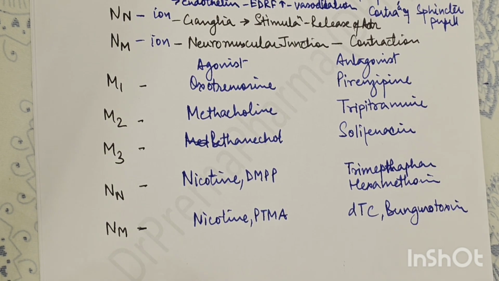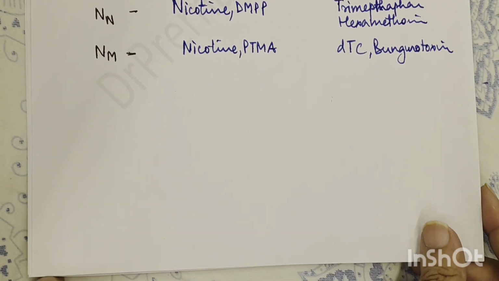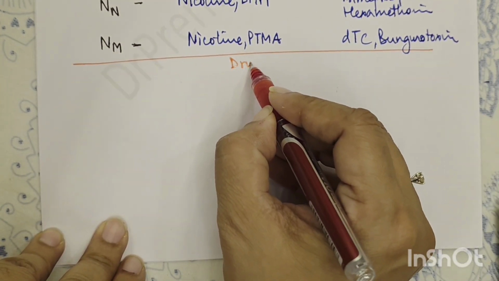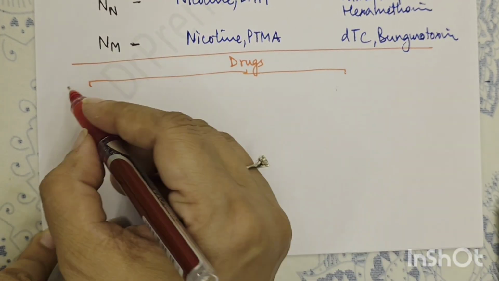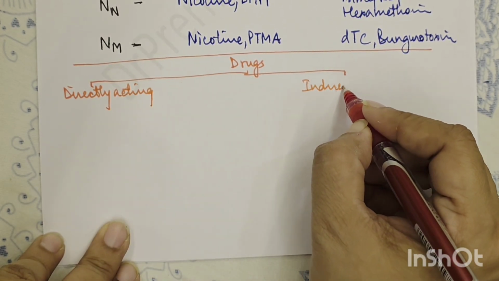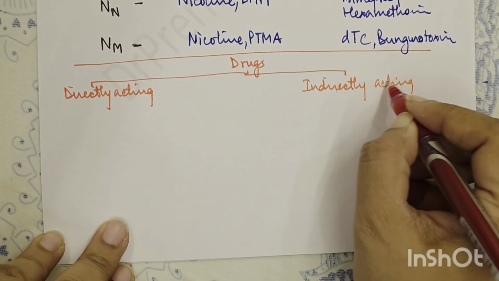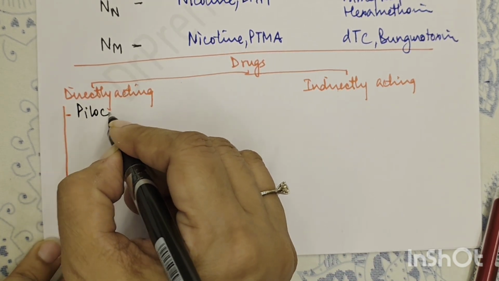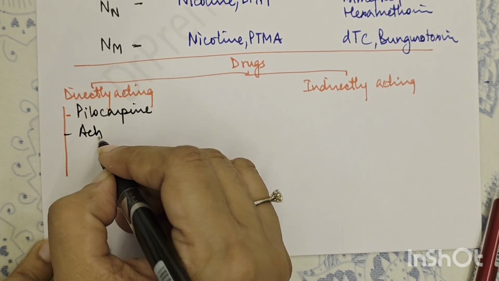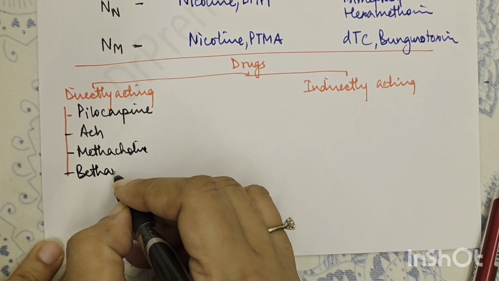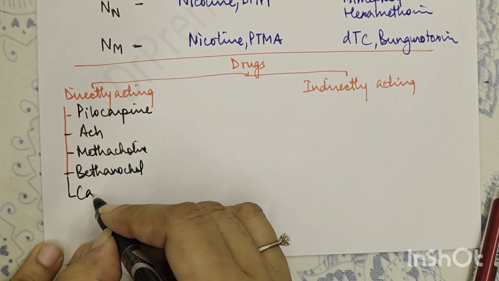Right, now coming to the next part, that is, what are the drugs which act through the cholinergic system. The drugs are divided into two parts: directly acting and indirectly acting. Let's see the directly acting ones. They are simple: pilocarpine, acetylcholine, methacholine, bethanechol, and carbachol.